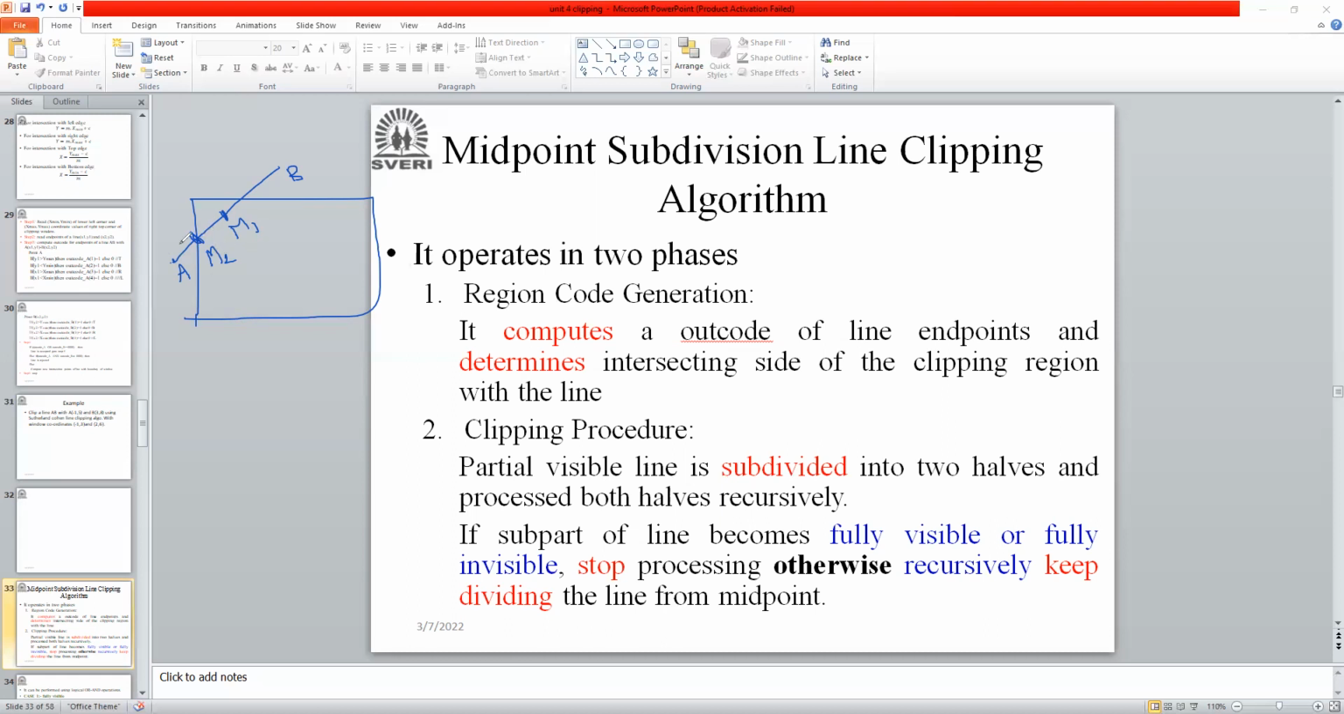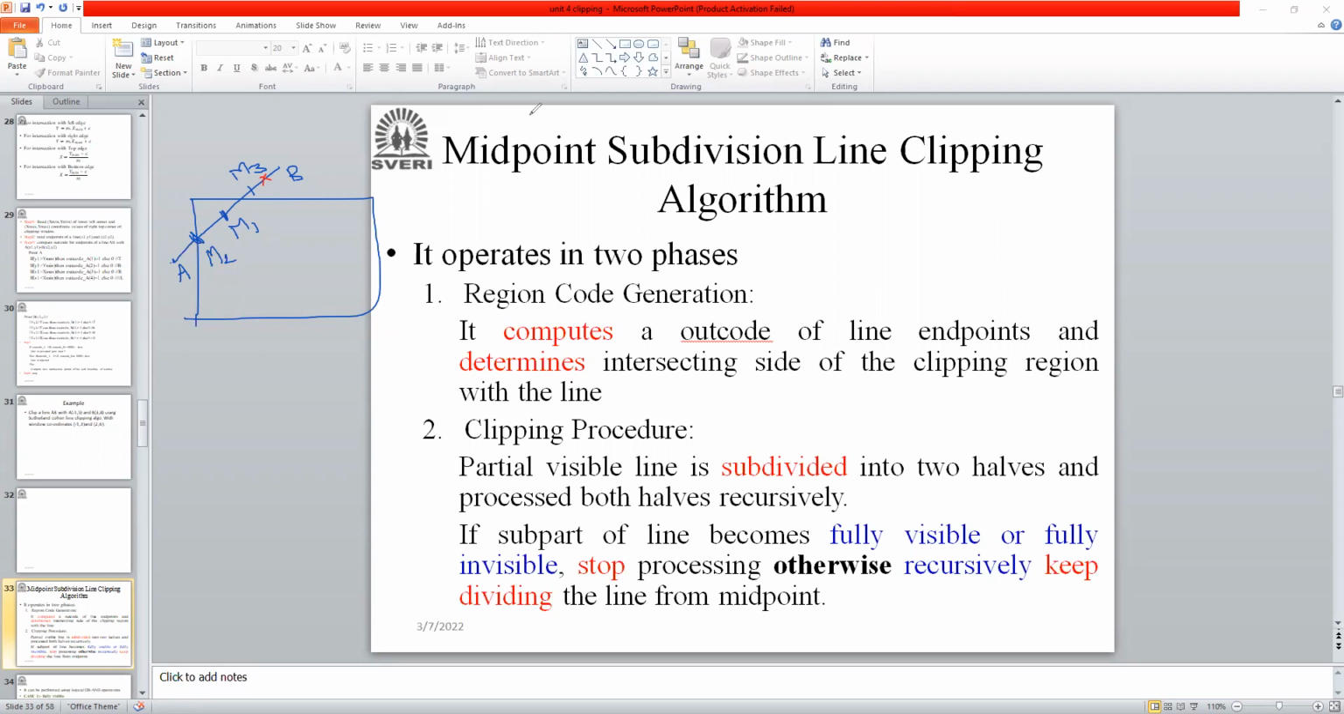Then I will check whether AM2 is totally visible or totally invisible or partially visible. If it is partially visible, then go on repeating the procedure of finding the midpoint. In the same way for the remaining half part also. So for BM1, I will divide the line at its midpoint. This is your M3. Now, by checking, I will find that BM3 is totally outside. So I will remove that portion and I will concentrate on M1, M3 now.